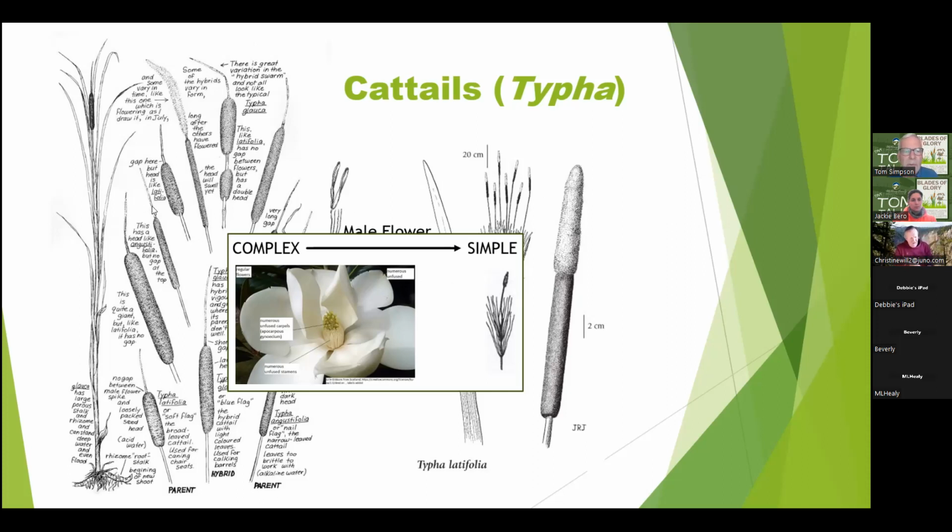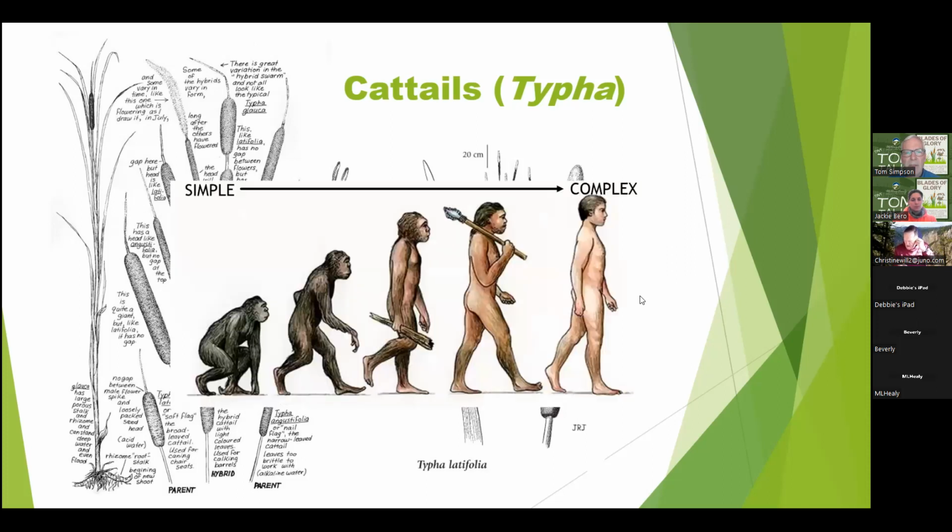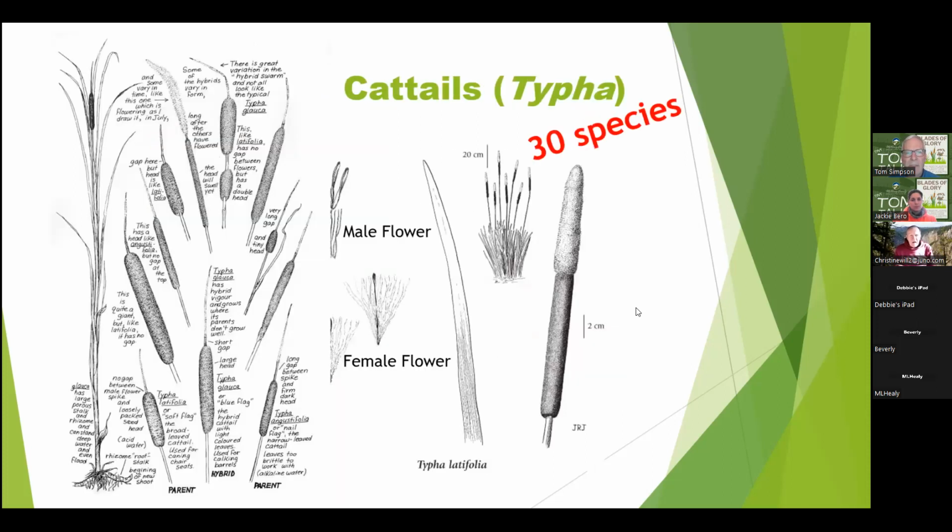Two structures were fused into one, or many were reduced down to few. And that's the actual trend you see mostly in plant evolution. So let's look at our next 30 species.